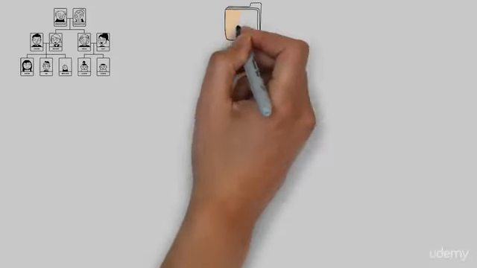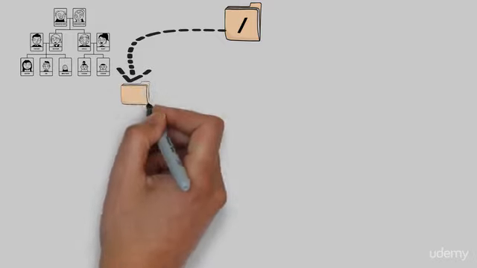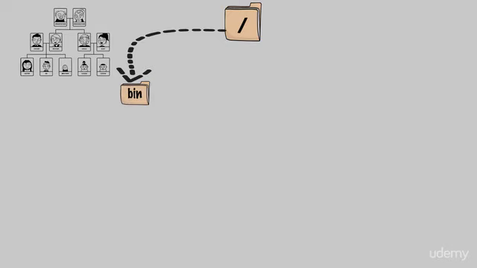Now we will take a look at how the Linux file system is structured. First, we have the root directory, which is the first or the topmost directory in our tree. It is represented by a /. Under the root, you will find many subdirectories, but we will only cover a subset of those in this video.